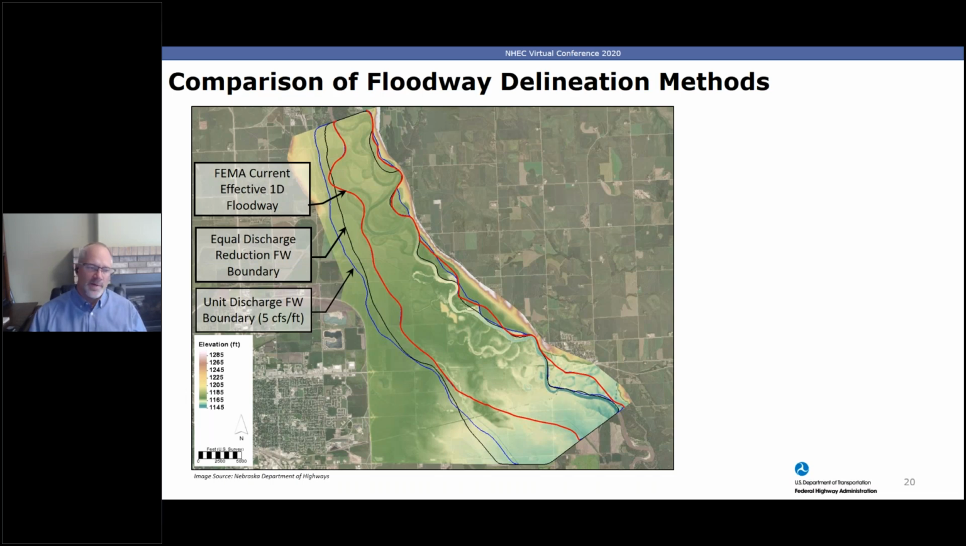And I might note that both the equal discharge reduction method as well as the unit discharge method could have been further iterated to get a slightly narrower floodway. There's certainly some optimization, but I can say with certainty that any 2D floodway will be wider than the 1D floodway, okay, for the reasons we talked about earlier.